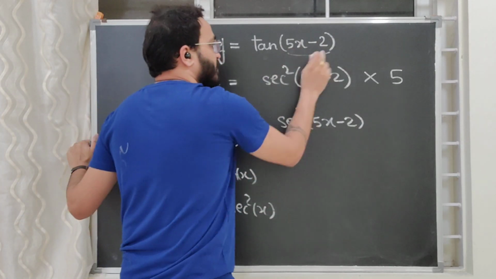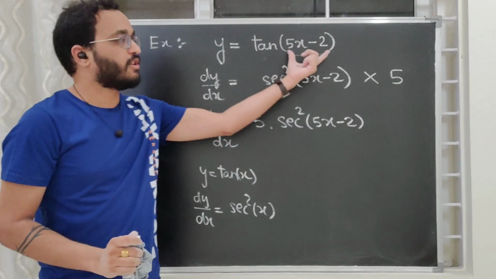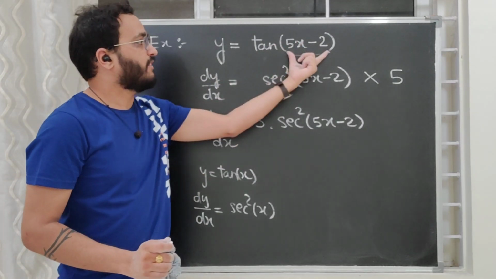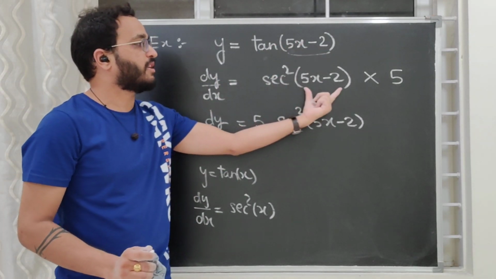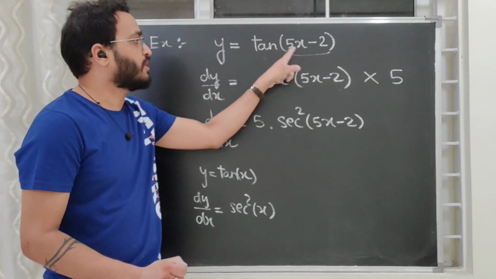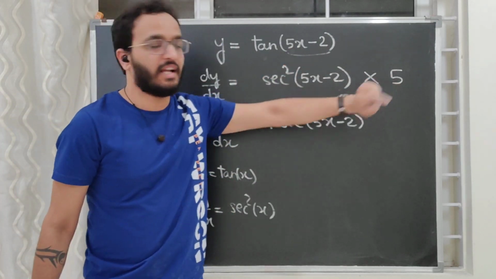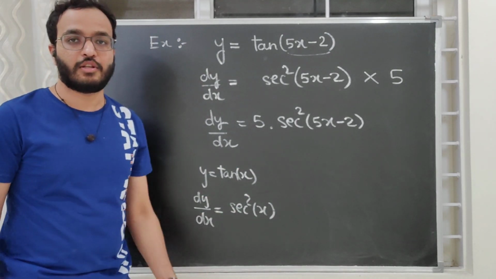We are treating this as one big x. Okay, 5x minus 2 is one big x. So tan of 5x minus 2 will be sec square 5x minus 2. The only difference is the coefficient of x will be brought outside as multiple. And then we will get this. Okay.